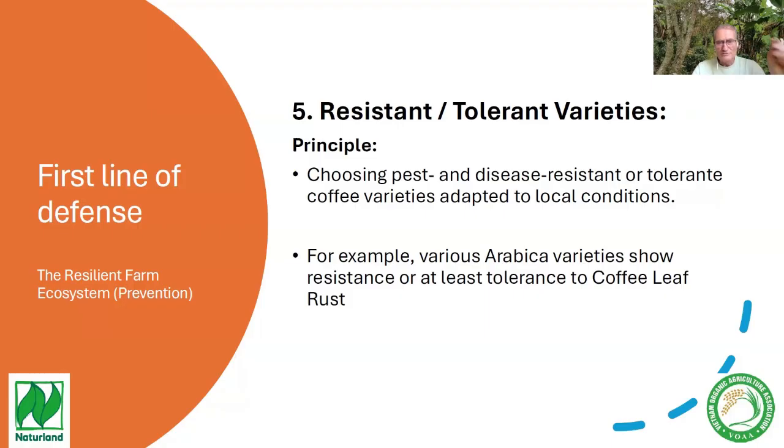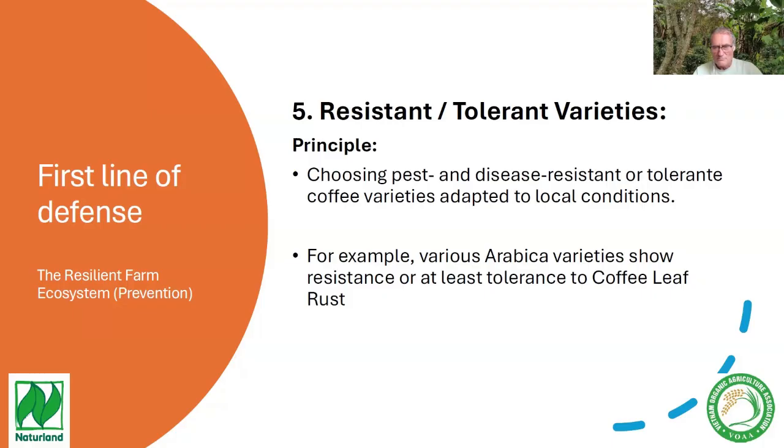And resistant or tolerant varieties, of course, that is always important in any crop growing in organic agriculture. And in coffee, we have various Arabica varieties which show resistance or at least tolerance to, for example, coffee leaf rust. So that brings in then other opportunities.